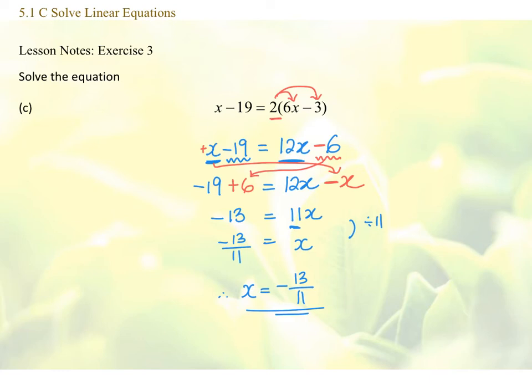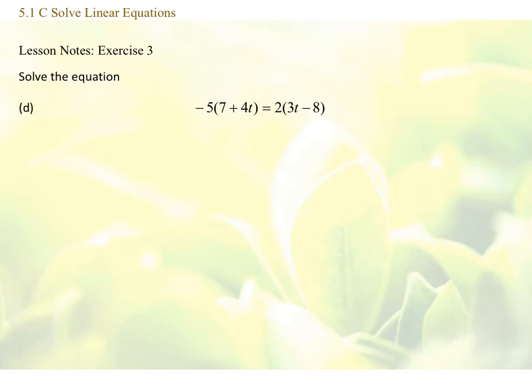Have you gotten the answer? Here's the last question for this part. We have, in this case, negative 5 groups of 7 plus 4t. So the other one on the other side will be 2 groups of 3t minus 8. Let's recall our steps. First, we need to do the expansion. This will be negative 5 group of 7, subtract 5 groups of 7. So that will give me subtract 35 or negative 35.